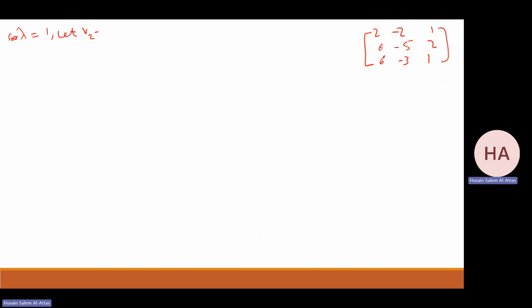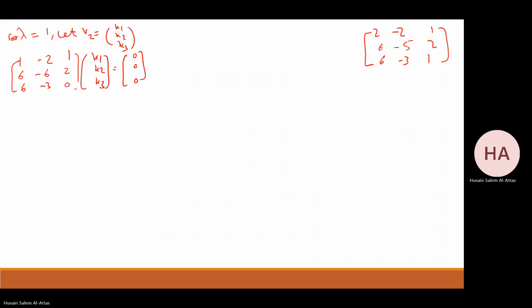Let V2, K1, K2, K3. See what will happen. I have what? 1 minus 2, 1. I have 6 minus 5 minus 1. That is minus 6, 2. 6 minus 3, 0. I think easy to do Gaussian elimination in this case. So Gaussian elimination, since the starting point is 1.